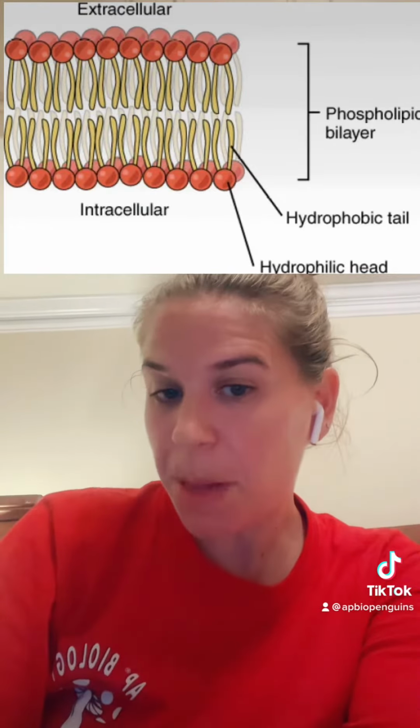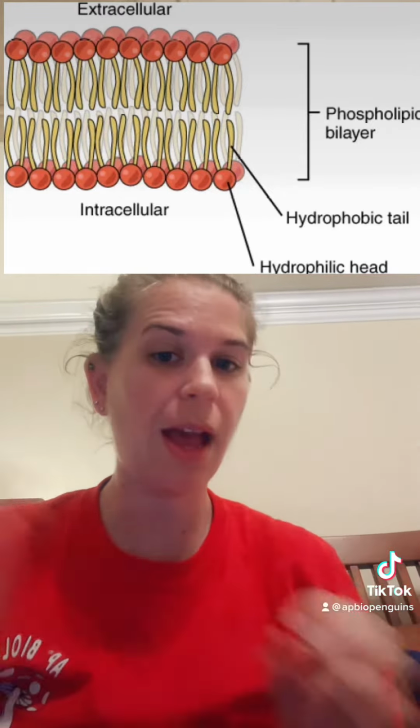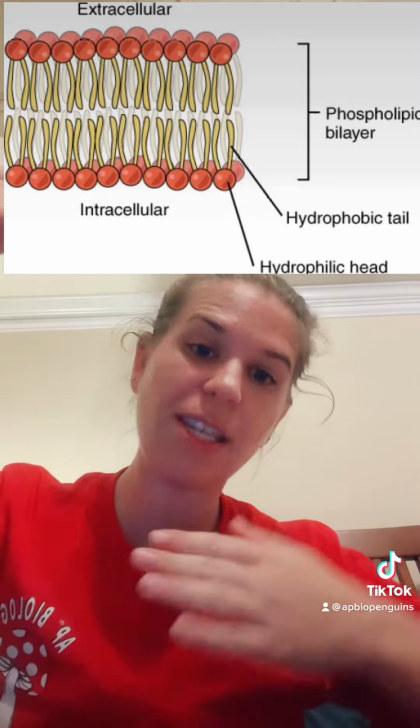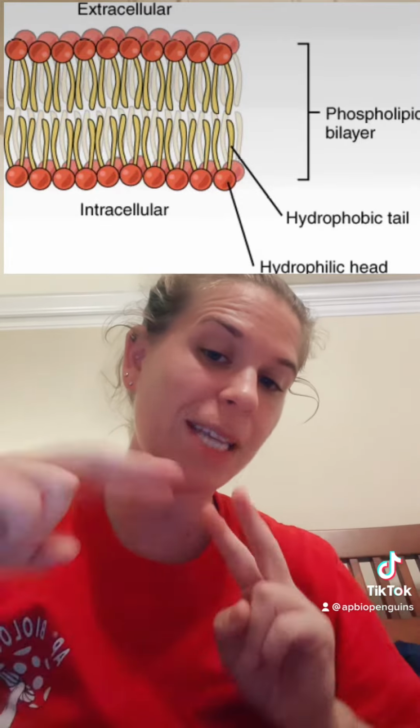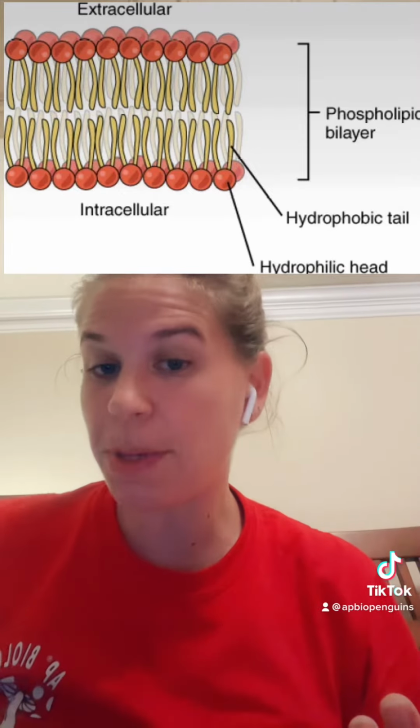Today we're going to do topic 2.5 on membrane permeability. As a reminder, the plasma membrane is made up of phospholipids, and they associate in a way where we have the hydrophilic heads facing the interior and the exterior of the cell, and hydrophobic tails facing the interior of the membrane. This causes the membrane to be nonpolar.